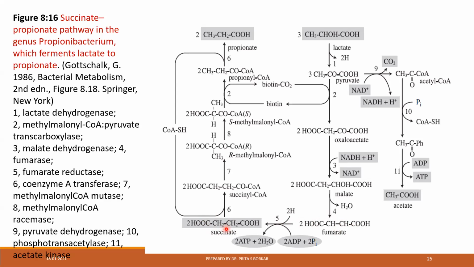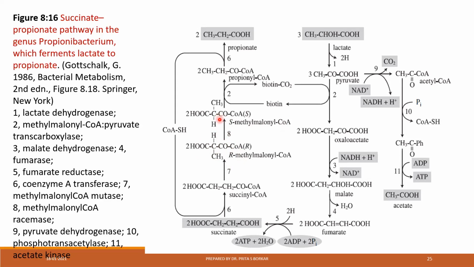After that, coenzyme A transferase is added. So coenzyme A is being added at this location to form succinyl CoA. Then the succinyl CoA is converted to R-methylmalonyl CoA, and from R-methylmalonyl CoA you will get S-methylmalonyl CoA. This is the racemase step, so there is just a configuration change.